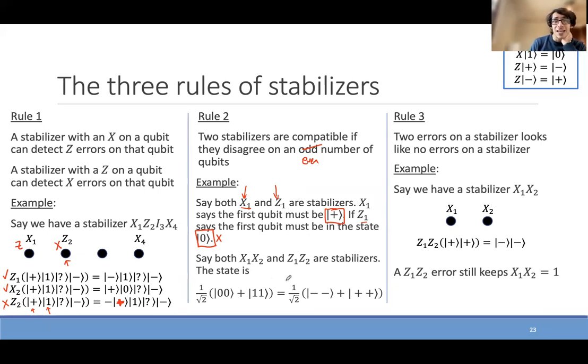And then my second claim is that if you disagree on an even number of qubits, like X1, X2 and Z1, Z2, there actually is a state that has both X1, X2 and Z1, Z2 as stabilizers. It's the state I've written down here. So you actually can demand these at the same time. You can say, I want X1, X2 and Z1, Z2 to be stabilizers of my state, and you can find a state for which that's true.